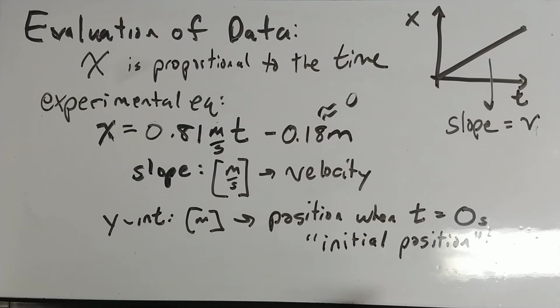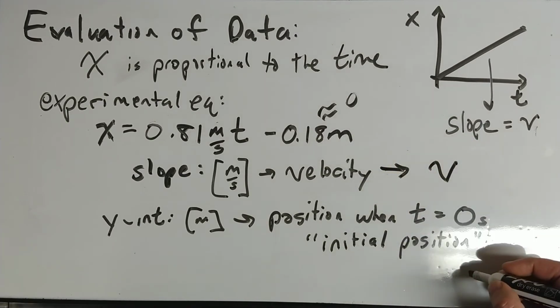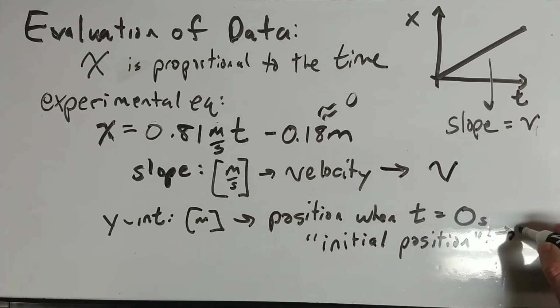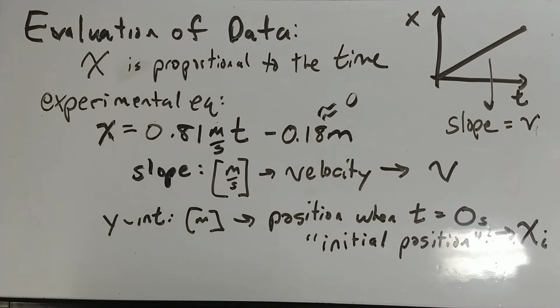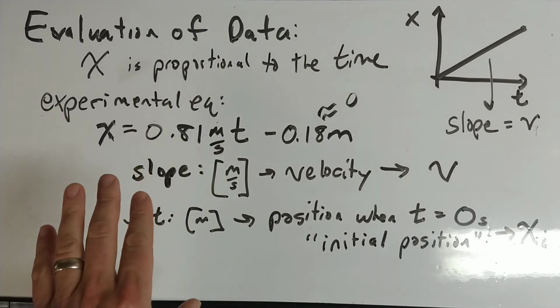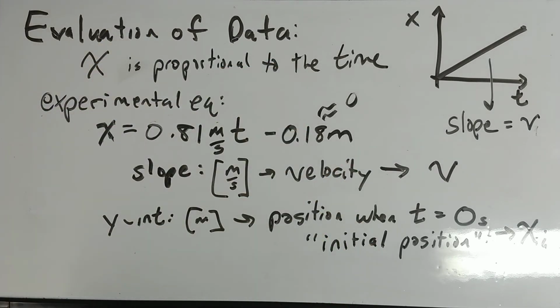We give these two variables, the velocity and the initial position, a symbol. Velocity, we already said that's a v. Initial position, we call it x with a little i. X initial. Glare is in the way. Sorry about that. X initial is what we call it. So that's the experimental equation. That's very important. I'll go back to this in the next video. And then our initial position is that.